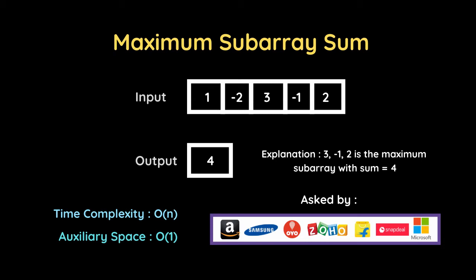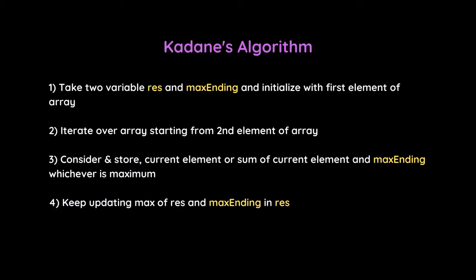Now the time complexity in which we have to solve this problem is big O of n and the auxiliary space is big O of 1. First of all, let's see how we can solve this problem. There is a very popular algorithm, Kadane's algorithm, and using this algorithm we can solve this particular problem. There are 4 steps you have to follow.